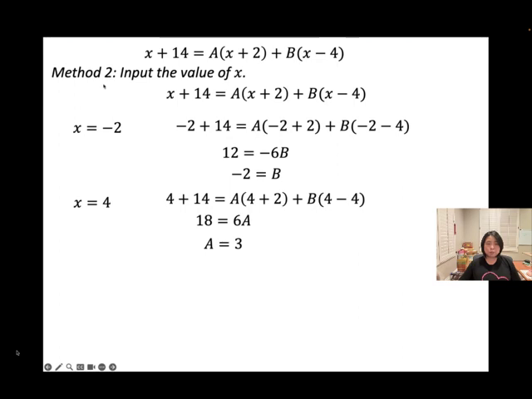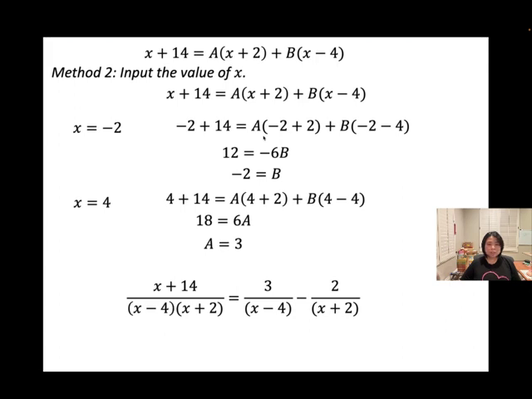Okay, this is going to be method 2. You can use both methods, or you could pick just one method. I think method 2 will be easier, okay? But sometimes when you compare the coefficients, it will be easier to use method 1. So it really depends on the question.